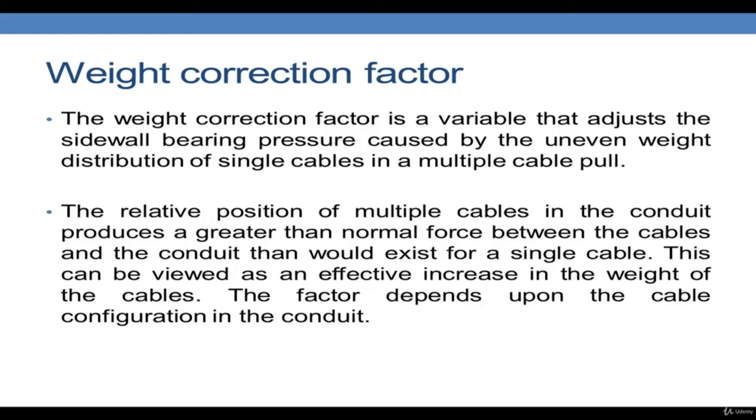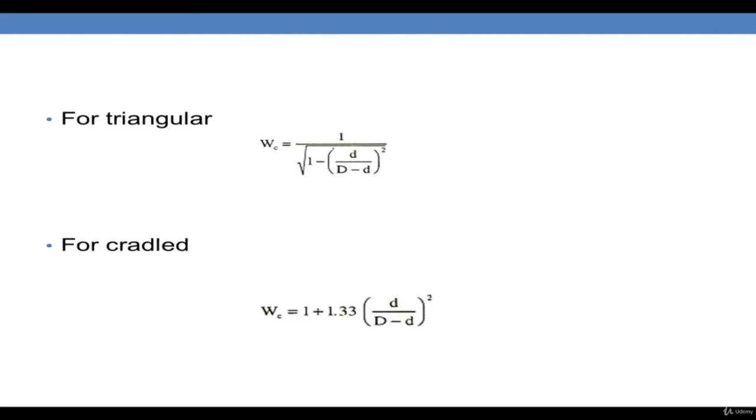This can be viewed as an effective increase in the weight of the cable, and this depends upon the configuration in the conduit. Having multiple cables in the conduit can create a greater force between the cables. As a result, you have to use the weight correction factor in order to adjust the calculations. These are the equations for the weight correction factor for various configurations, for the triangular and for the cradled, where small d is the diameter of the cable, and the capital D is the diameter of the conduit.